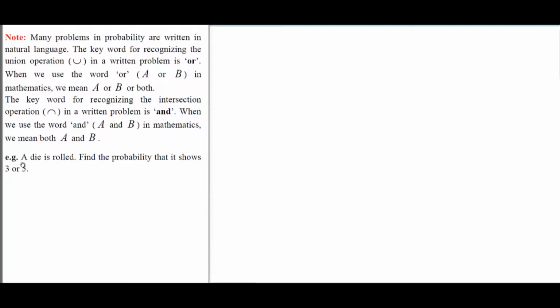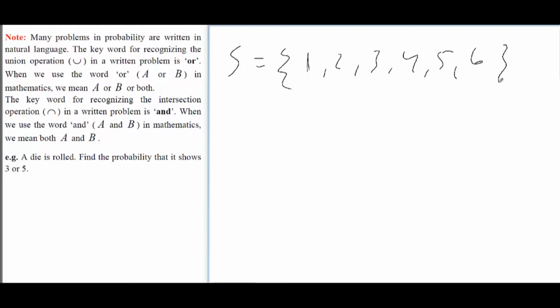For example, a die is rolled. Find the probability that it shows 3 or 5. 3 or 5 means the union of them, 3 union 5. So first of all, we should find the sample space for this experiment. The sample space for this experiment, rolling a die, is 1, 2, 3, 4, 5, and 6. We have 6 different possible outcomes for this experiment. But the question asks us the probability of 3 or 5.